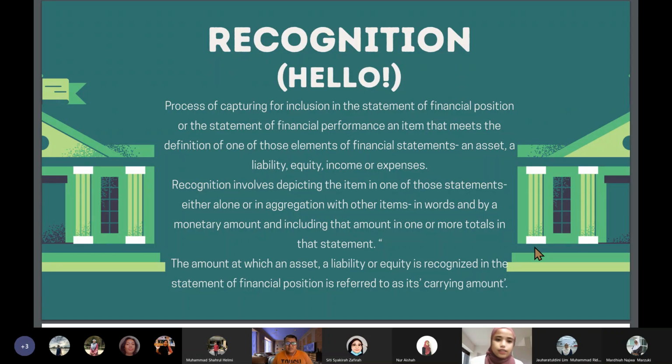Recognition is the process of capturing for inclusion in the statement of financial position or the statement of financial performance an item that meets the definition of one of those elements of financial statements, such as an asset, a liability, equity, income, or expenses. Recognition involves depicting the item in one of those statements, either alone or in aggregation with other items, in words and by a monetary amount, and including that amount in one or more totals in the statements. The amount at which an asset, a liability, or equity is recognized in the statement of financial position is referred to as its carrying amount. It's a little bit long, so we're going to make it short.